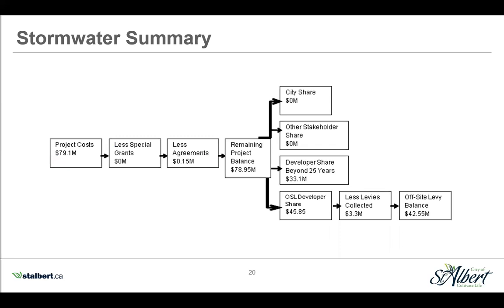So currently we have $75.7 million remaining to be collected for stormwater offsite levies. And of that, $42.6 million is within the current 25-year development timeframe. So for 2022, the overall project costs are approximately $5 million less from March of last year, but $40.8 million has been removed from the other stakeholder share and is part of the offsite levy program now.